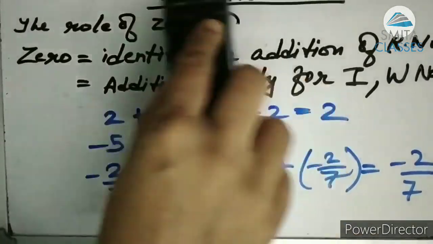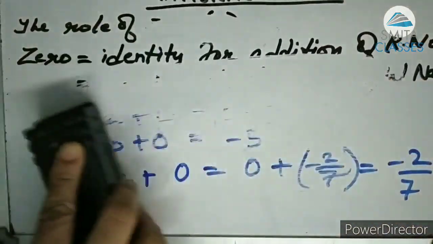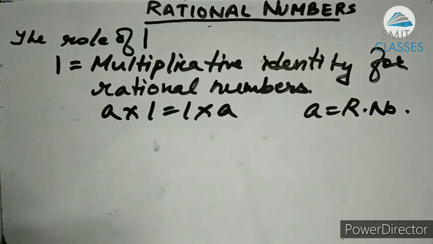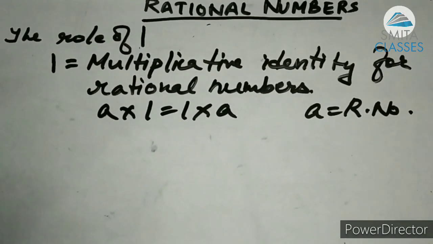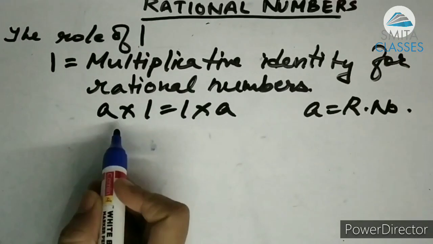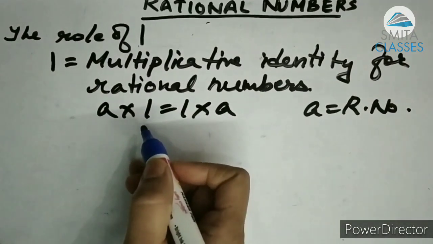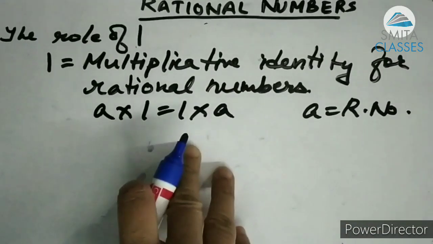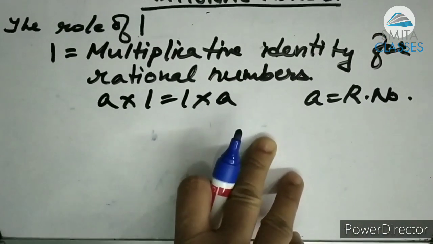Now we go for the role of 1. 1 acts as a multiplicative identity for rational numbers. If there is a rational number a and we multiply 1 with it, we again get the same rational number. So it acts as a multiplicative identity for rational numbers.